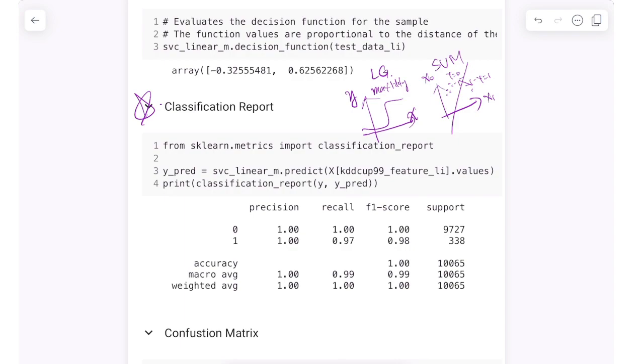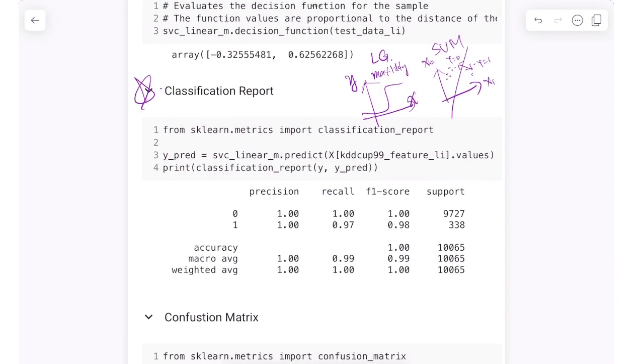So it is a little bit difficult for us to evaluate which algorithm is better than the other, especially when you use different algorithms like linear logistic regression and SVM. So we need a unified way to evaluate different classifiers. So here is the classification report supported by Sklearn.